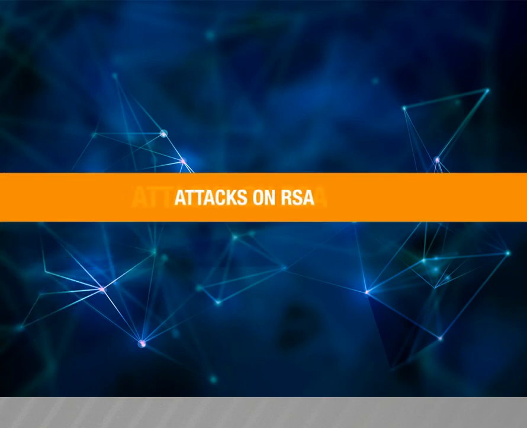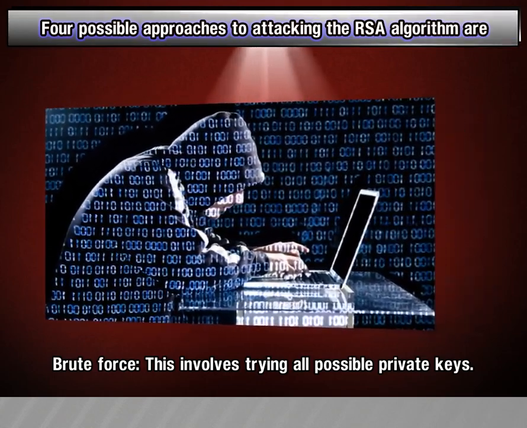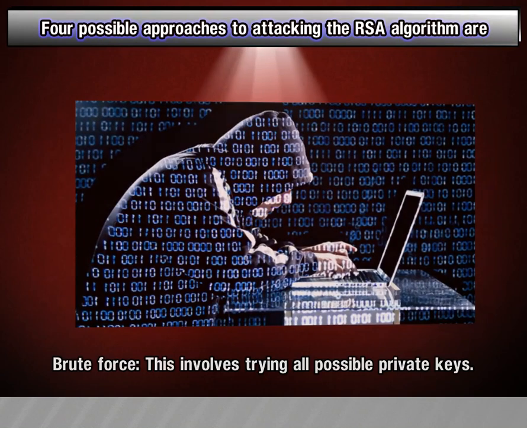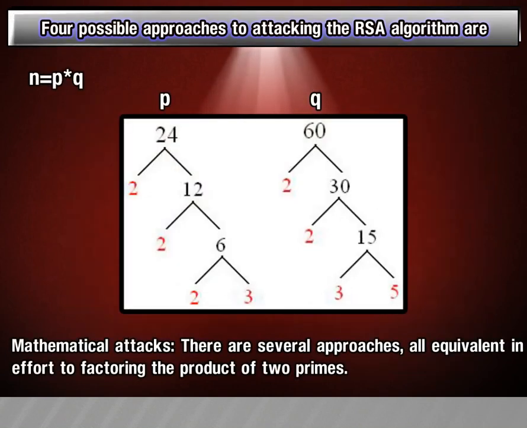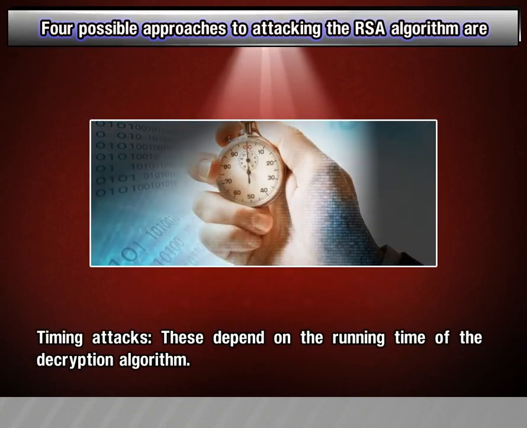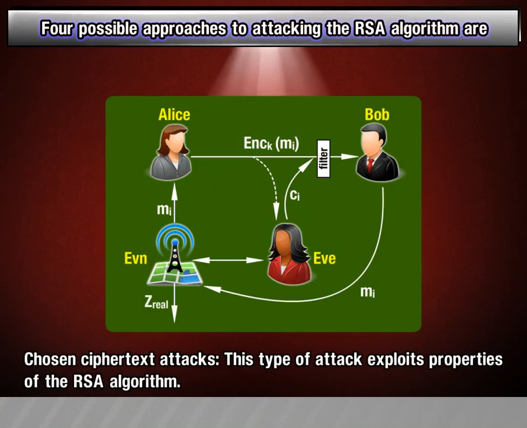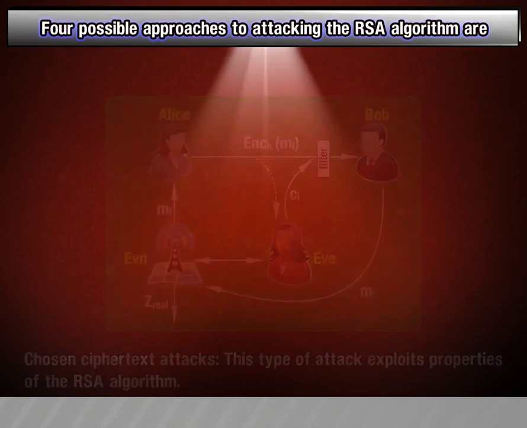Attacks on RSA. In this video, we are going to see about attacks on RSA. Four possible approaches for attacking the RSA algorithm are brute force. This involves trying all possible private keys. Mathematical attacks. There are several approaches, all equivalent in effort to factoring the product of two primes. Timing attacks. These depend on the running time of the decryption algorithm. Chosen ciphertext attack. This type of attack exploits properties of the RSA algorithm.